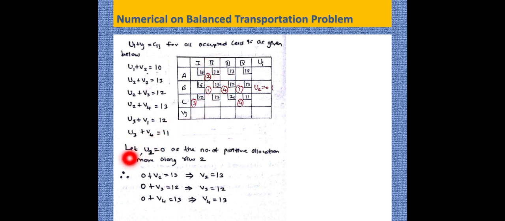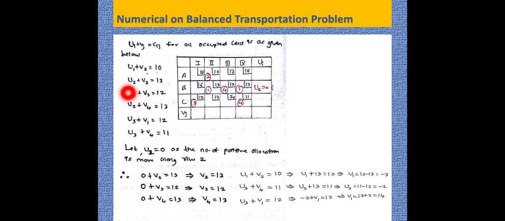As I already told, let U2 be equal to 0, as the number of positive allocations is more along row 2. When I substitute 0 here, 0 plus V2 is equal to 13, so I get V2 is equal to 13. Similarly, when I substitute U2 equal to 0, V3 will be equal to 12 and V4 will be equal to 13. That's what is written here.